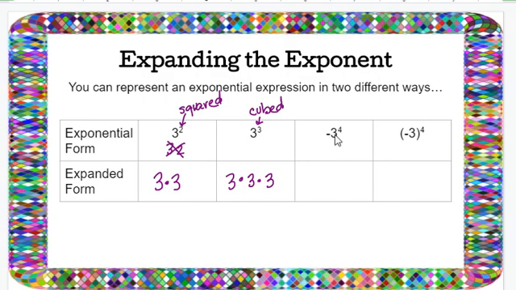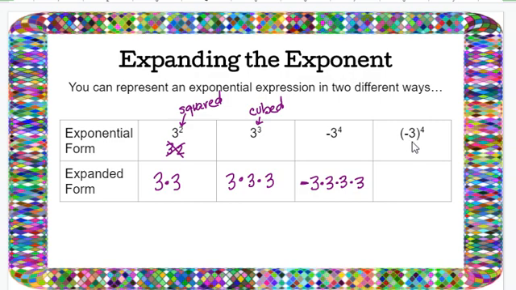The opposite of 3 to the fourth power. All right, so the negative sign's out front. That means when you're expanding it, you simply put a negative sign in the very front. Then we're going to have 3 times itself 4 times. So 3 times 3 times 3 times 3. Notice there's only one negative sign in the very front because this negative sign was just in front of the 3, and there were no parentheses in this example.